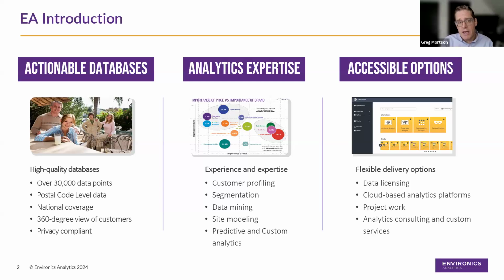Really quick introduction to Environics Analytics. First and foremost, we provide a lot of different data points about the Canadian population, all the way down to the postal code level. It's a way in which organizations, departments, and public sector clients learn more about their residents, constituencies, or service areas, with over 30,000 different data points, all at the postal code level.